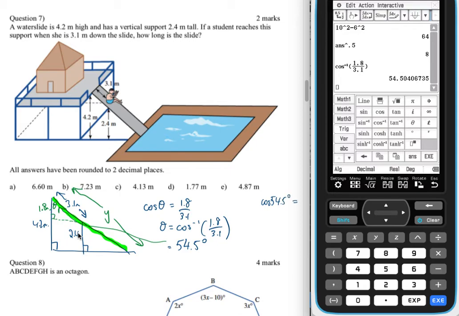We can do our little swap trick. So y is equal to 4.2 over cosine 54.5 degrees. And then we just put that in our calculator, shift, divide, and go 4.2 over cosine 54.5, close our brackets, enter, 7.23 meters. So therefore the answer is B.